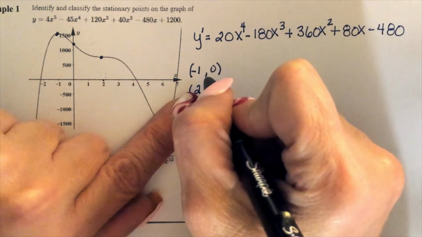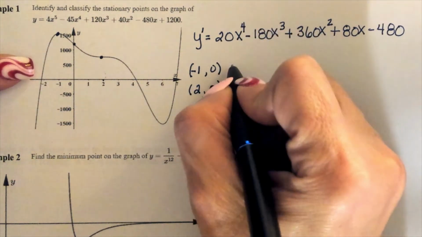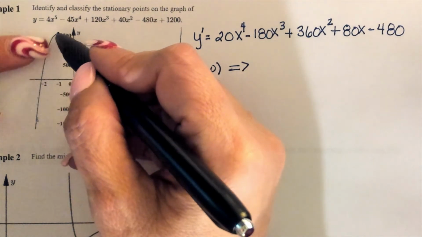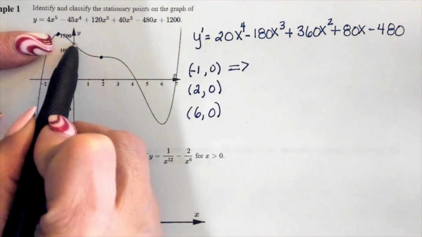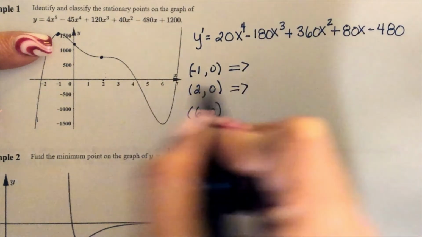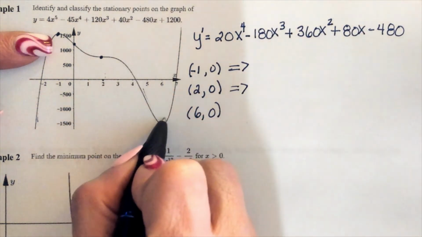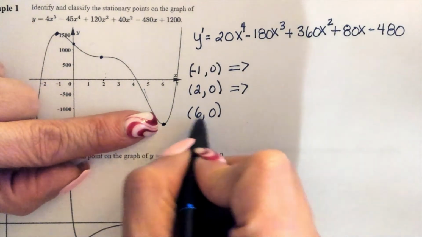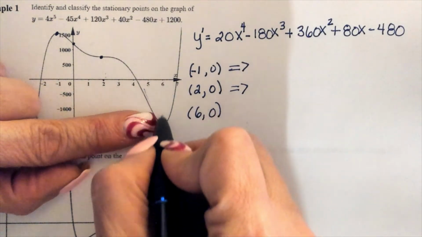So from -1 to 0, we're going to look at that. And it makes sense. We're increasing, increasing, increasing, and then we hit a turning point, and then we decrease and decrease, increase until there, and then we decrease and decrease until down here at 6, and that's our next one.